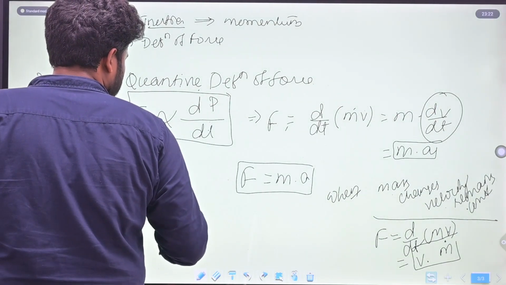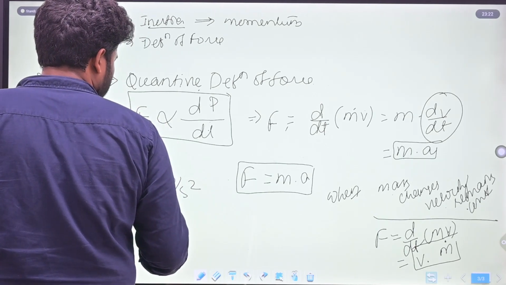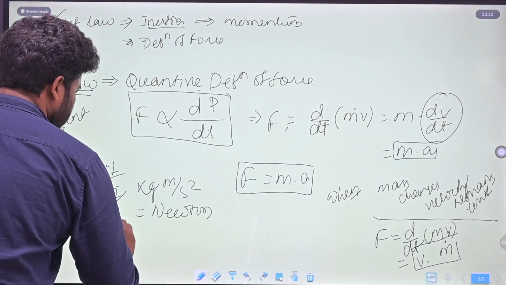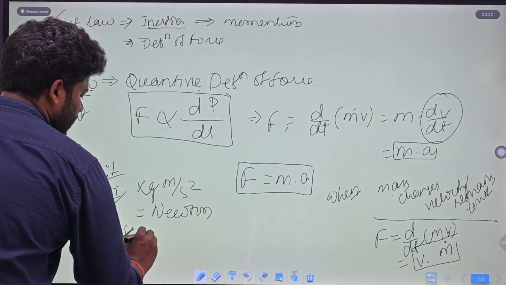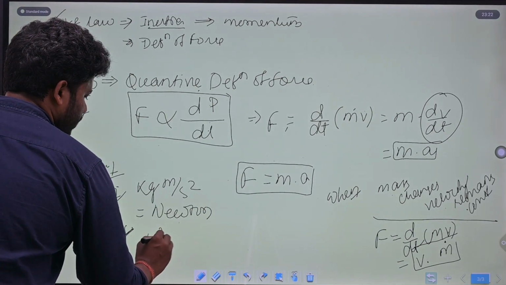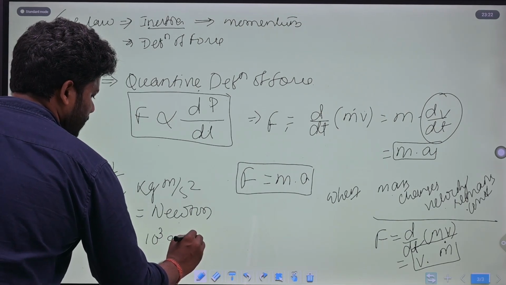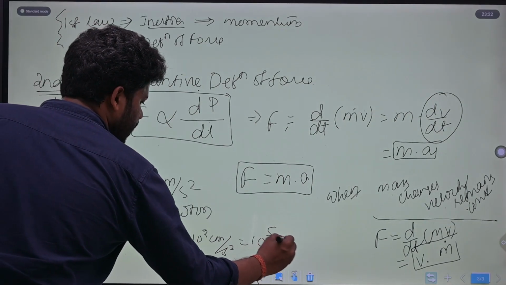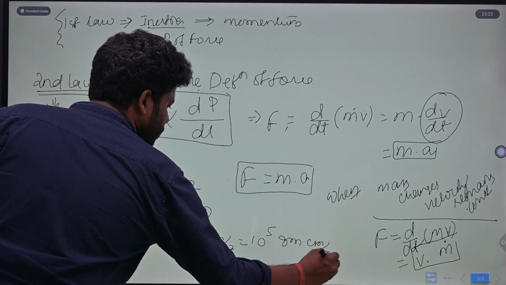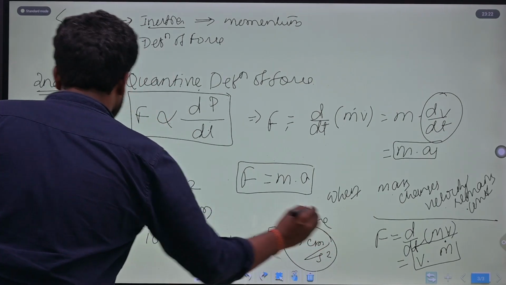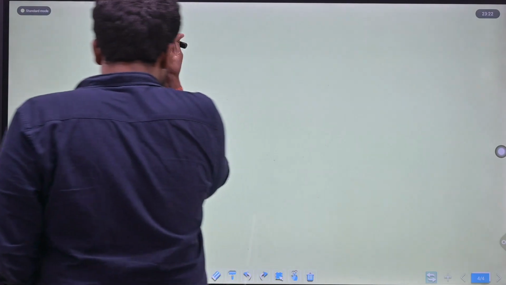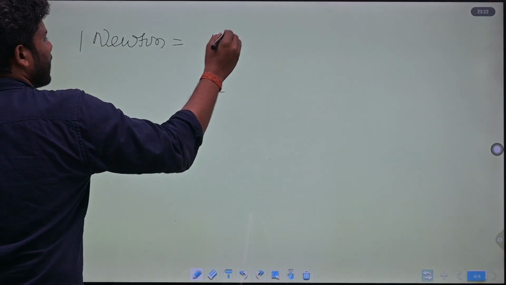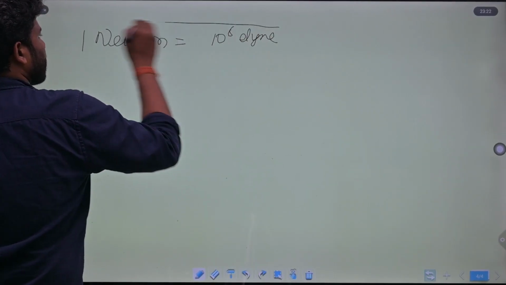The unit is kg meter per second square, which is also called Newton. In CGS units, kg changes to 10 to the power 3 gram, and meter to 10 to the power 2 centimeter per second square, which is equal to 10 to the power 5 gram centimeter per second square, and this term is called dyne. So here we say 1 Newton is equal to 10 to the power of 5 dyne.